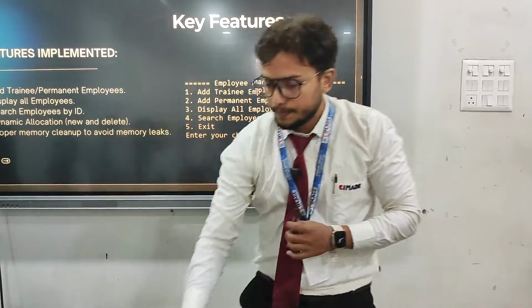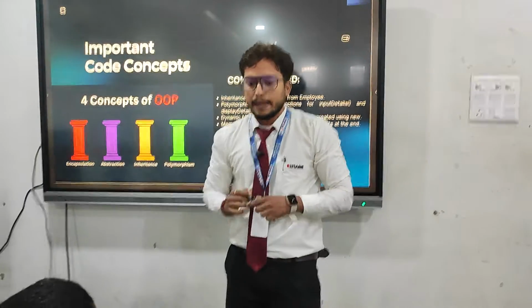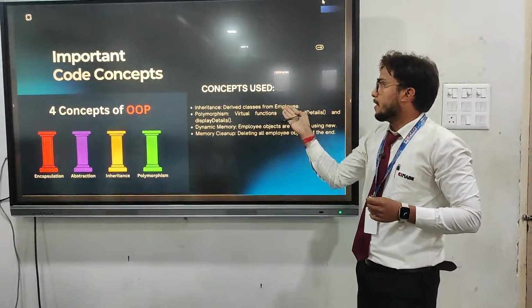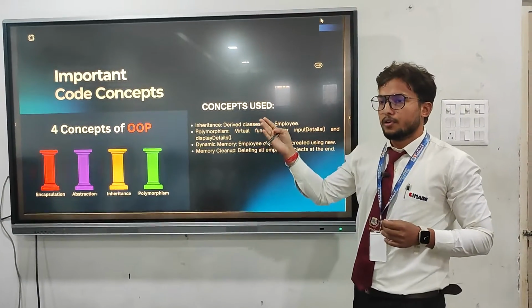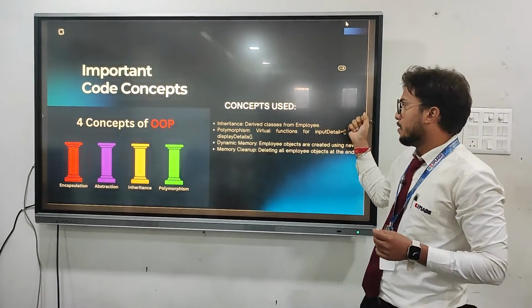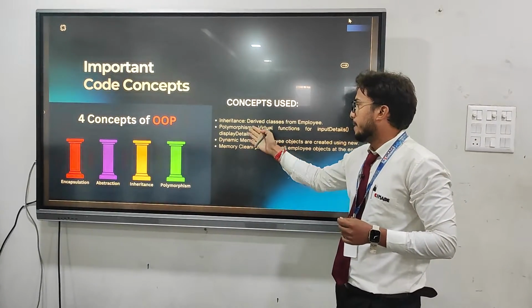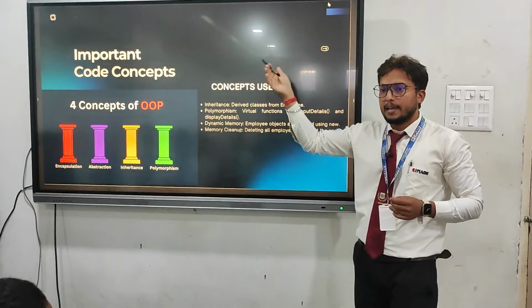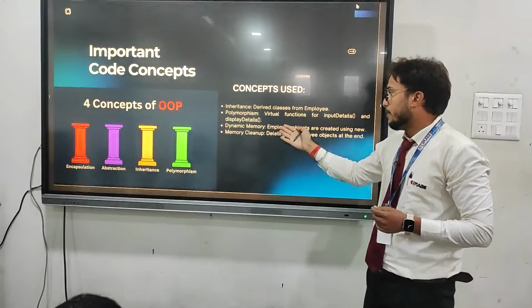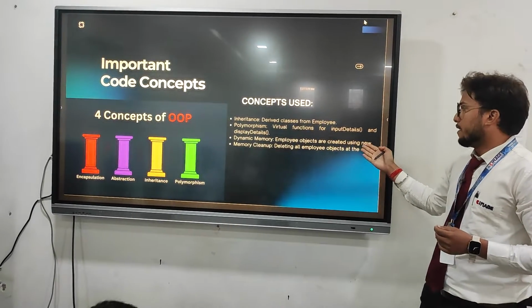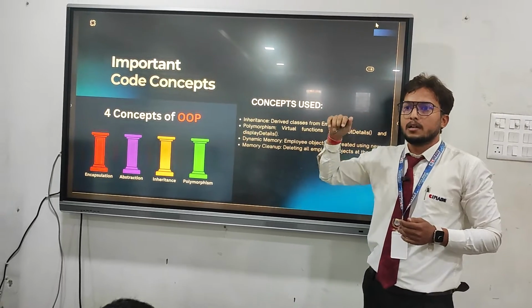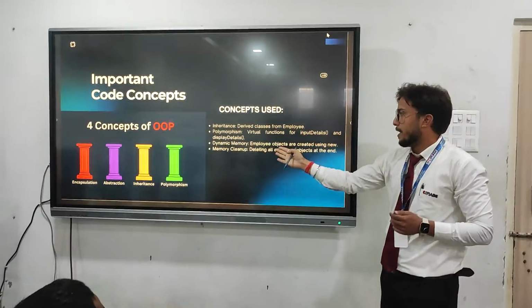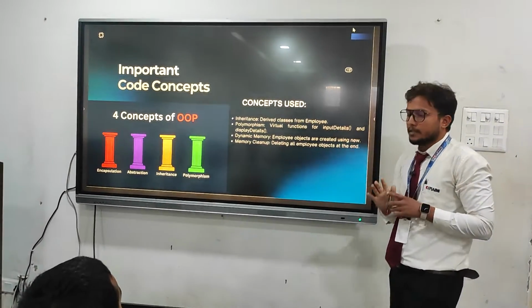Alright, so this was our project. Now the important key concepts that we have used here: inheritance, with classes derived from Employee. As I told you, there were two child classes, first the trainee and then the permanent. Then polymorphism, as I told you, a virtual function that we have implemented for the runtime in the child classes. Now dynamic memory: employee objects are created using new. And for the memory cleanup, as we saw last, we delete all employee objects at the end.